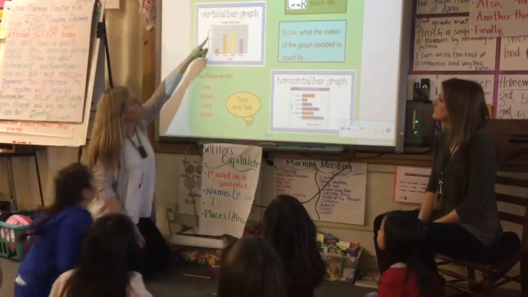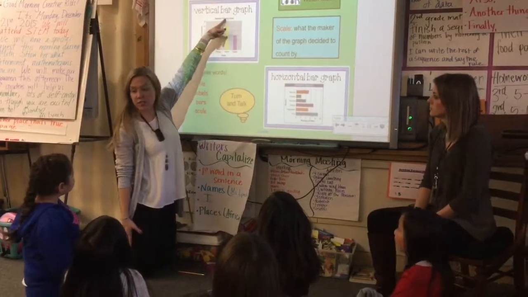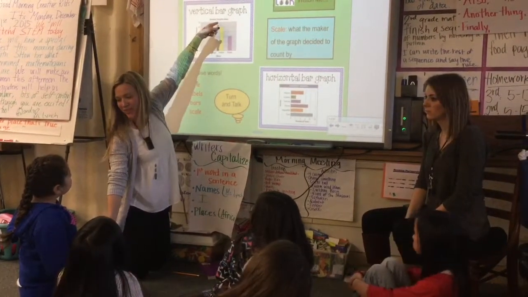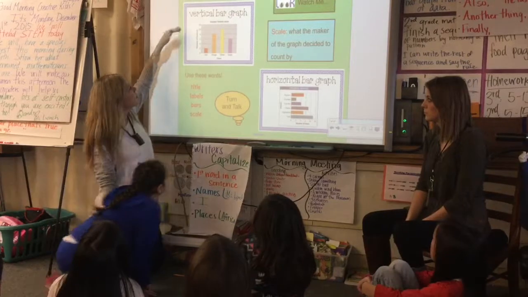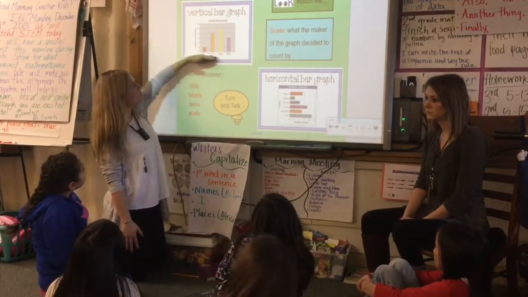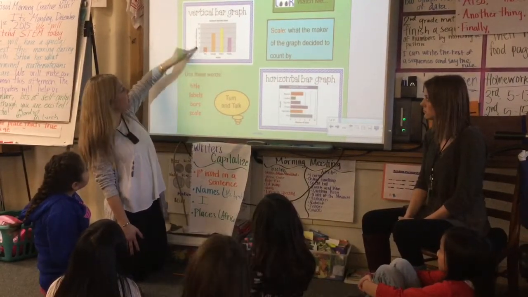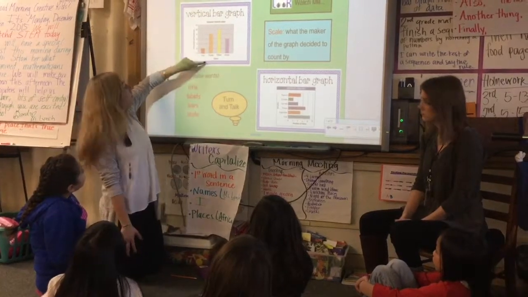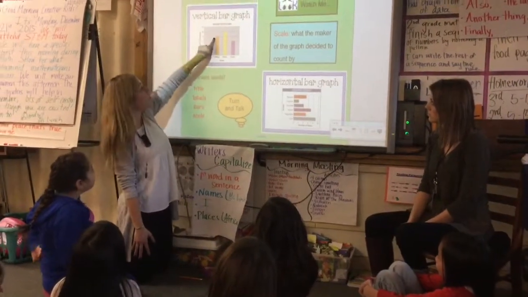This vertical bar graph is showing me the students' favorite juices. That's what the title told me, right? Now I can look at the label. Here are all the students' favorite juices. There's a red juice that 2 kids like. There's an orange juice. Whoa, way more kids like that.